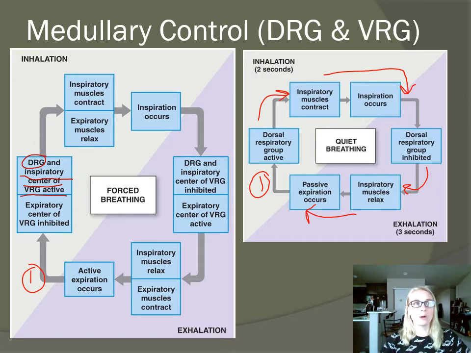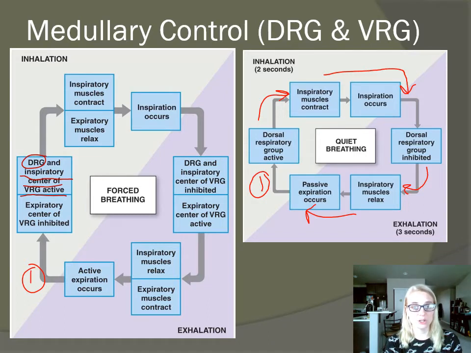So that might help to control some of our, what's the right word? Accessory, thank you. Accessory muscles to help pull up on our rib cage, right? So our pectoralis minor, serratus anterior, and external intercostals are for inhalation. So those might be triggered by this inspiratory center of the VRG.